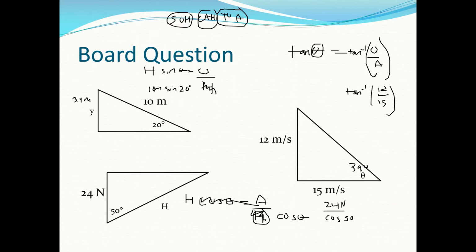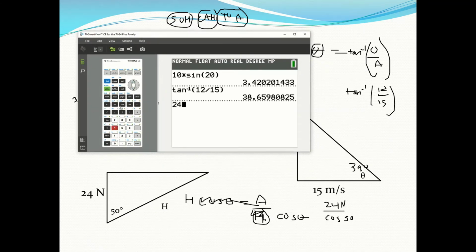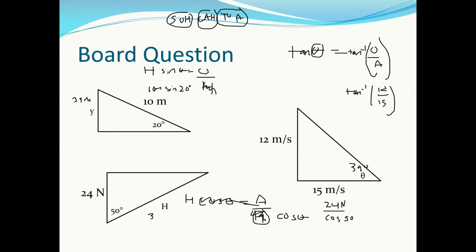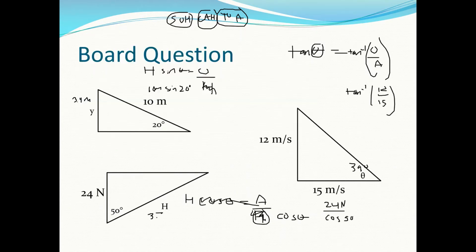So if I type that into my calculator, 24 divided by cos of 50, make sure you close your bracket, then you end up getting 37.3. We have 2 sig digs, so this is 37 newtons. And that's how you do trig, just like that.